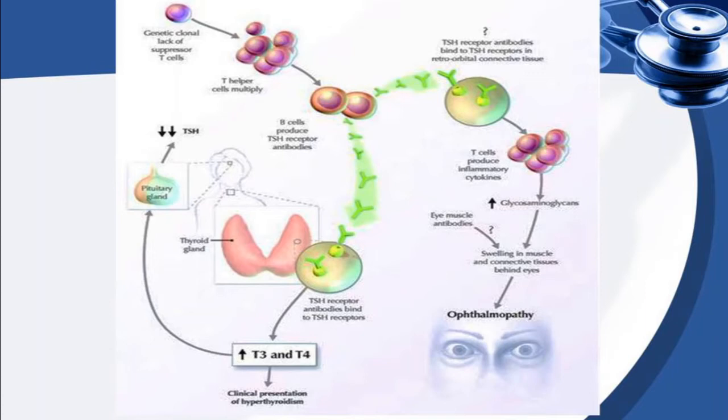lesser TSH. And in the second condition, the TSH receptor antibodies bind to TSH receptors in retroorbital connective tissue, and the T cells produce inflammatory cytokines, which increase glycosaminoglycans, causing swelling in the muscle and connective tissues behind the eyes. As a result, it causes ophthalmopathy.